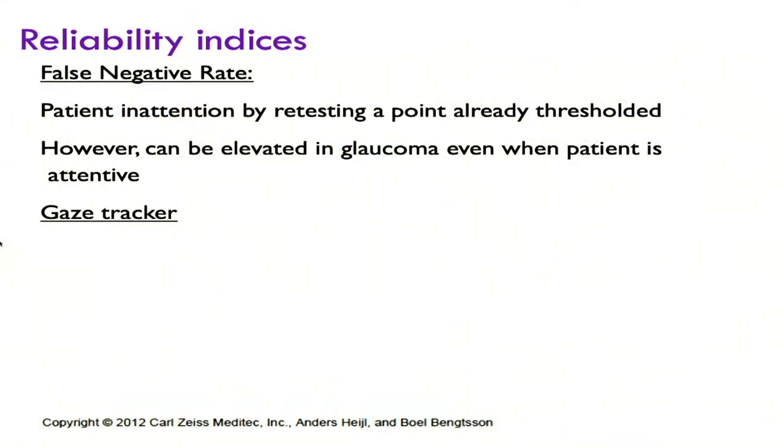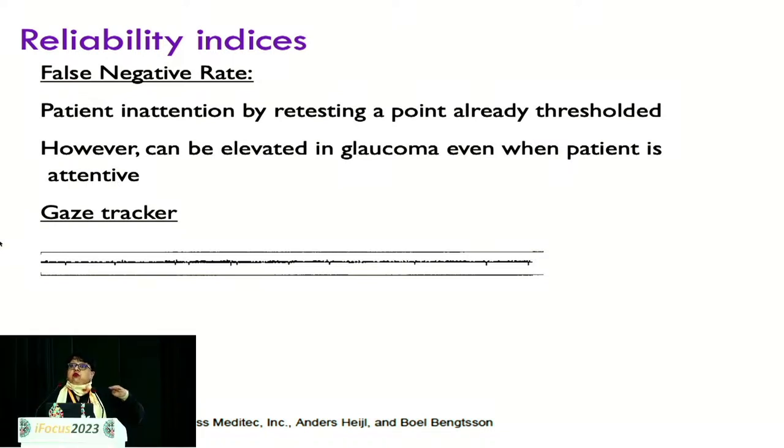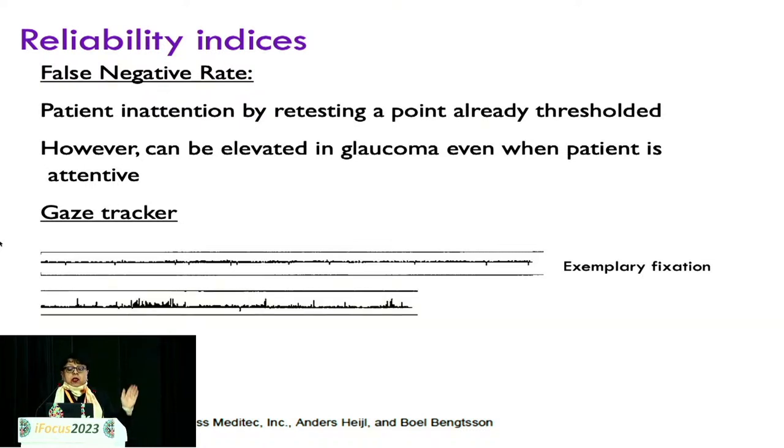Then false negatives is patient inattention. And unfortunately, that does happen when the glaucoma is advanced. Then the gaze tracker. The gaze tracker feature I love. Why? Because fixation losses only assesses at a few points. But gaze tracker follows the patient's gaze throughout the test. So that's exemplary fixation, where the patient is concentrating on the lights throughout the test.